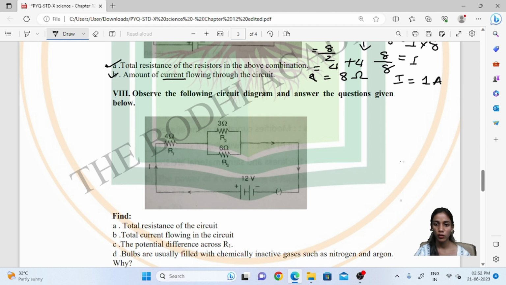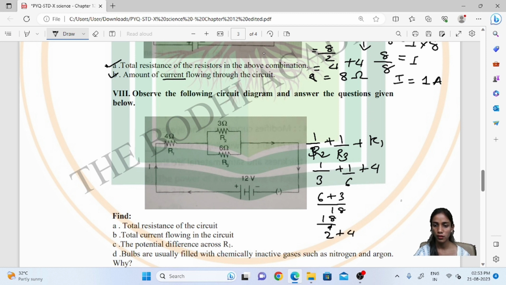So you can say that this will be 1 upon R1, yeah, 1 upon R2 plus 1 upon R3, plus R1. So 1 upon R2 is 1 upon 3 plus 1 upon 6, plus 4. So this will be 6 plus 3 upon 18, which is 18 upon 9, which will be equal to 2 plus 4. So the answer will be 6 ohms.